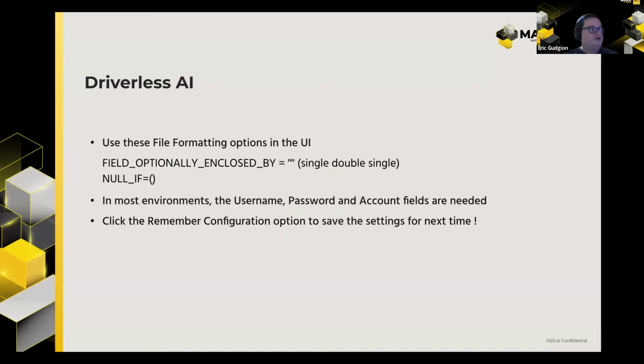When we use Driverless, what we're able to do is pull that data in for training. And there are some things we can do in Driverless to make sure the data is being parsed correctly. So there's a field called "fields optionally enclosed by". What Snowflake will do is put quotes around fields that have strings in them.